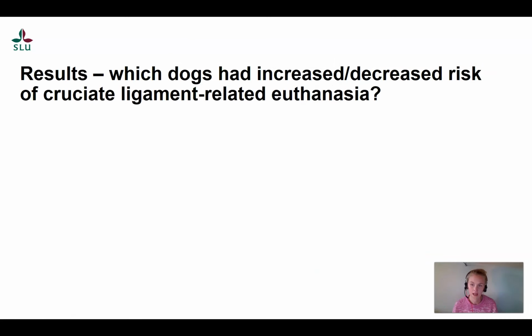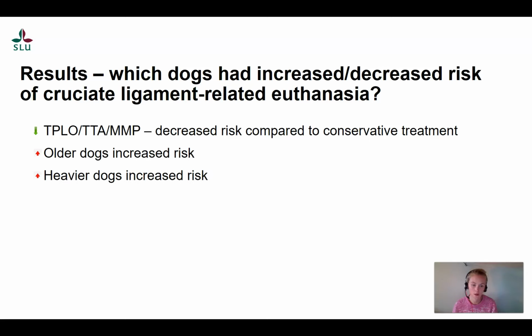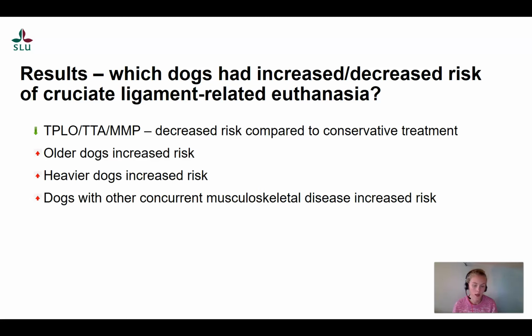So which dogs had increased or decreased risk of cruciate ligament related euthanasia? Well, we could see that dogs treated with TPLO, TTA or MMP had decreased risk of euthanasia compared to conservatively treated dogs. And we can see that the risk increased in older dogs, in heavier dogs, and in dogs with other concurrent musculoskeletal diseases.